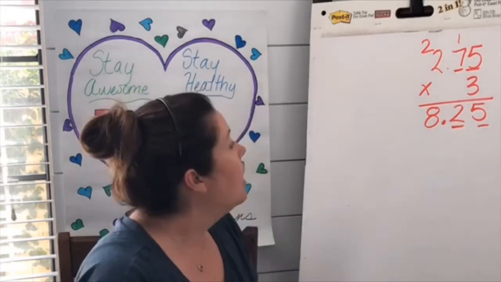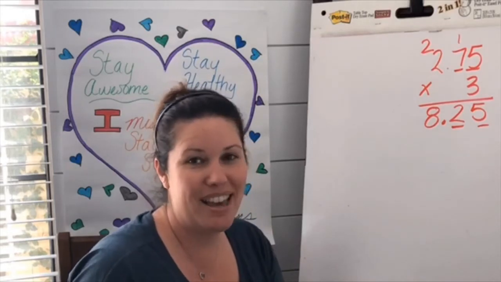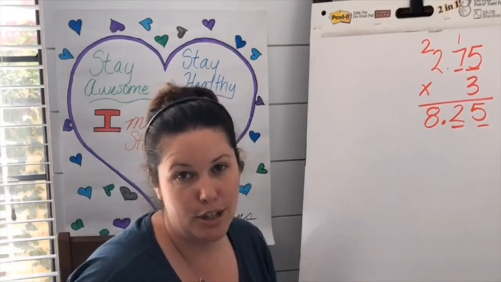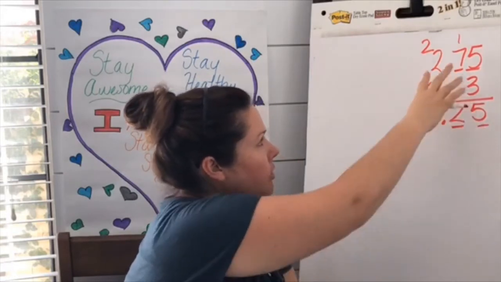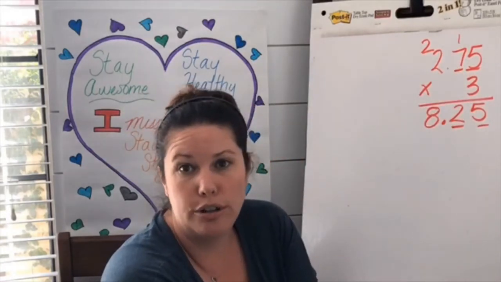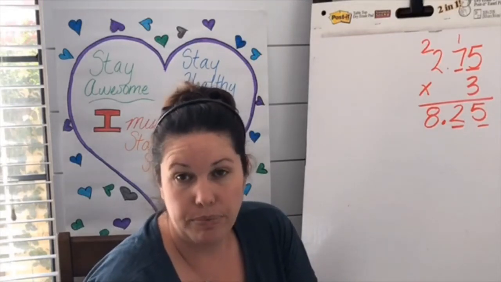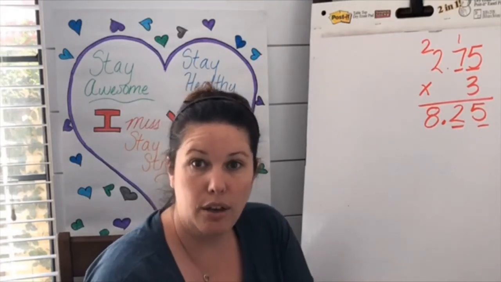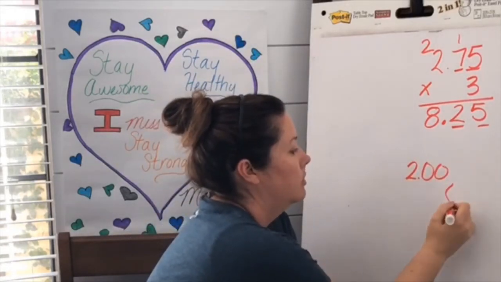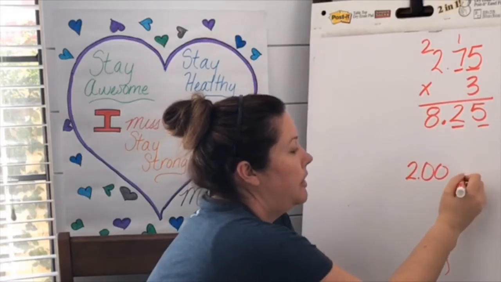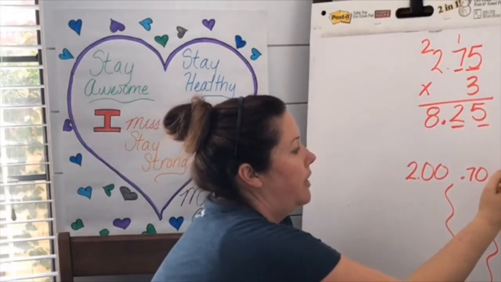Okay? Now we're going to do it the area model way, because that's what we did when we multiplied too. Okay? So I'm going to do my area model right here. I'm going to first break up my $2.75, and I'm going to break it up into expanded form. So I'm going to break up each value, okay? So I'm going to start with $2, and then I'm going to break up 70 cents, and then I'm going to break up 5 cents.